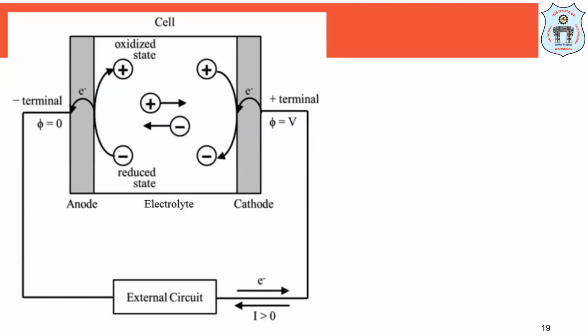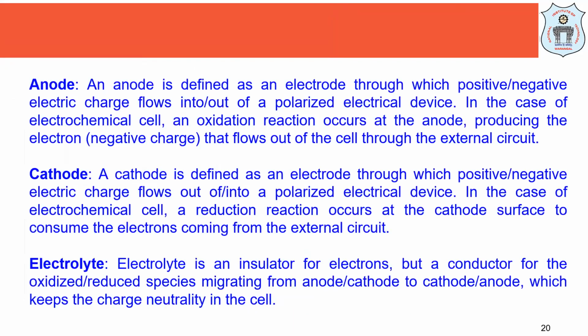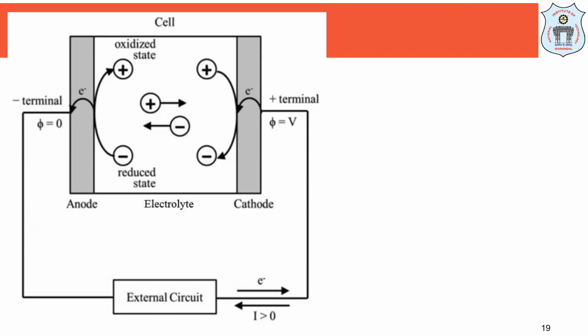If you want to make a flow diagram for this, we can have the anode, the electrolyte, and the cathode. Through the external circuit, electrons will be flowing, right? At the anode, oxidation will take place. At the cathode, you have reduction taking place.